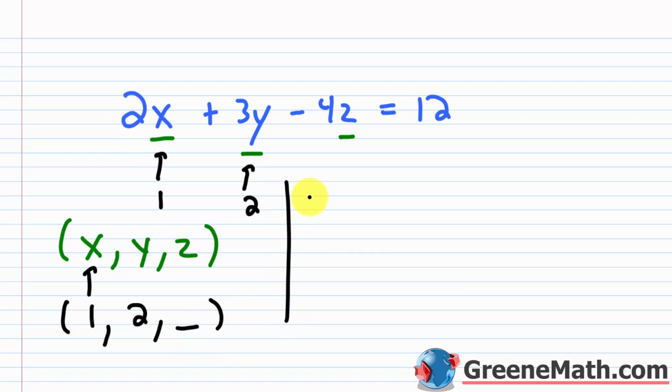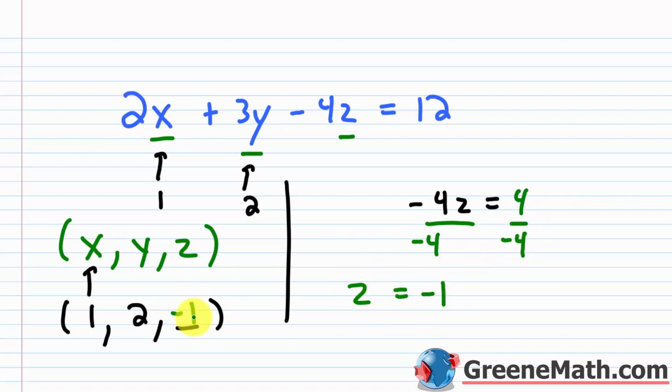So 2 times 1 would be 2, plus 3 times 2 would be 6, minus 4 times z, and this equals 12. So 2 plus 6 is 8. And I know that to solve this, it's very simple. I would subtract 8 away from each side of the equation. 12 minus 8 is 4, okay? And so I can divide both sides by negative 4, and I'm going to find that z is equal to negative 1. So we're saying that if x is 1 and y is 2, then z is going to be negative 1.